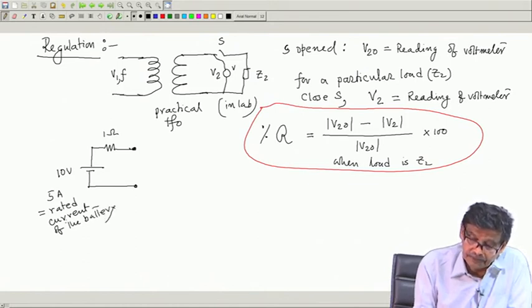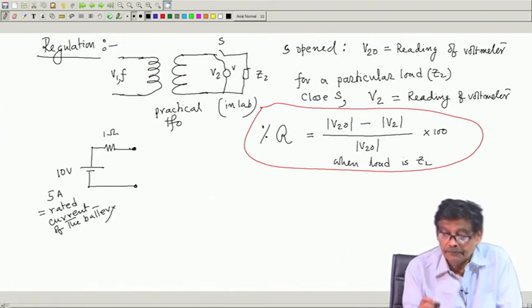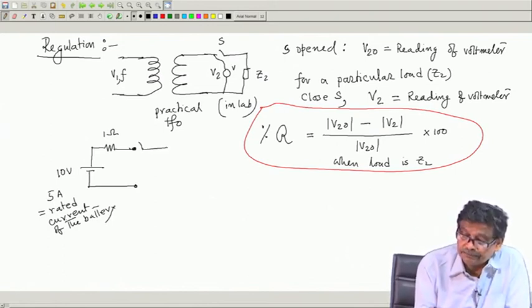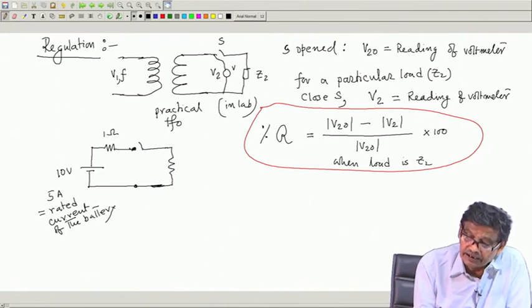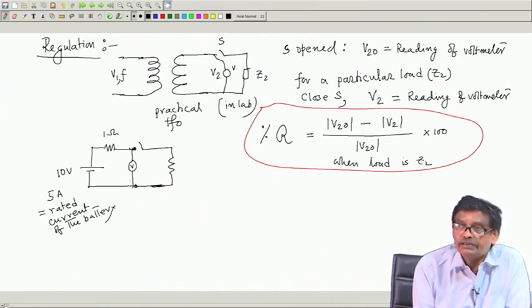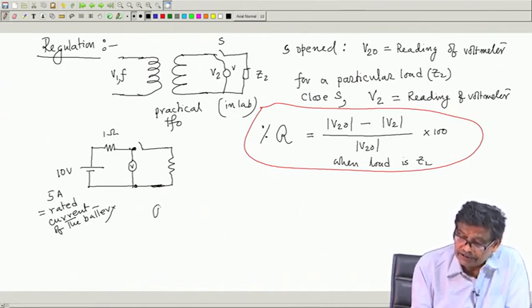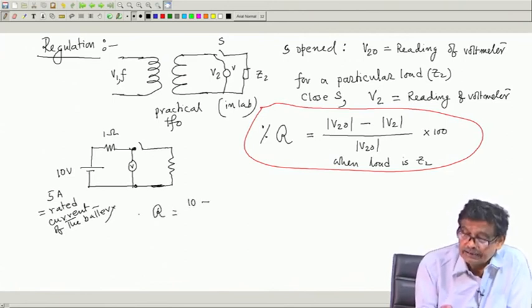But so, this is the rated current of the battery, I know. So, I have connected a switch. I will connect here a load. What should be the value of this resistance, because the battery can supply, and you connect a voltmeter here. With S opened, the reading of the voltmeter will be 10 volt, it is open circuit. So, regulation is this 10 volt open circuit voltage minus when you close this switch.